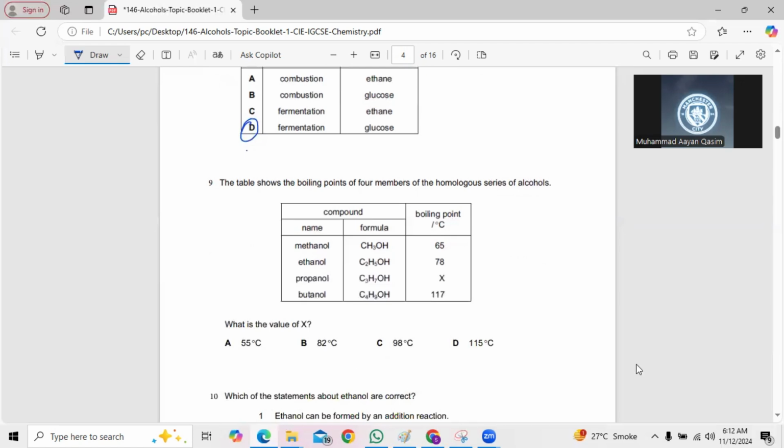The table shows the boiling points of four members of the homologous series of alcohols. This is methanol, ethanol, propanol, butanol. And this is their boiling point, which increases downwards. Why does it increase downwards? Because the force of attraction also increases as the compound becomes bigger. Now, what do you think the value of X would be?